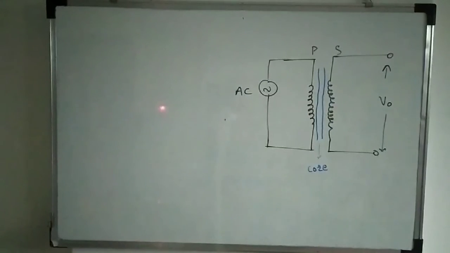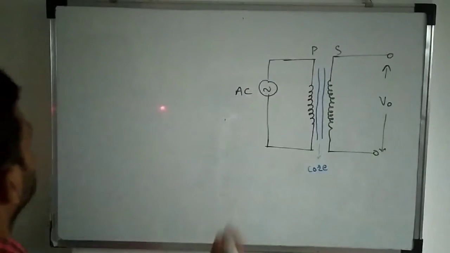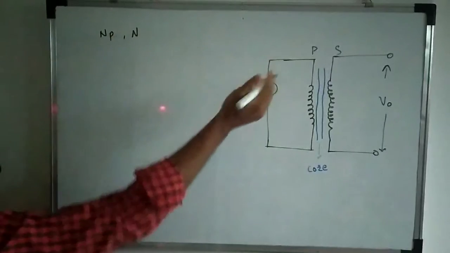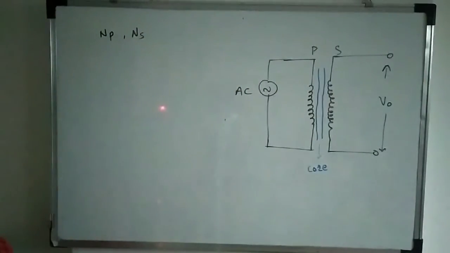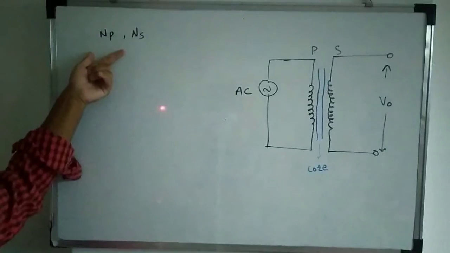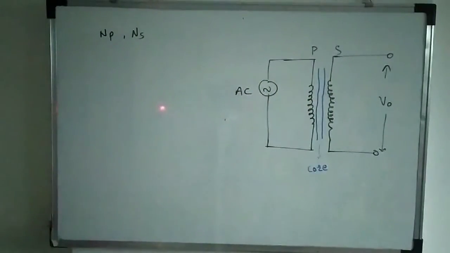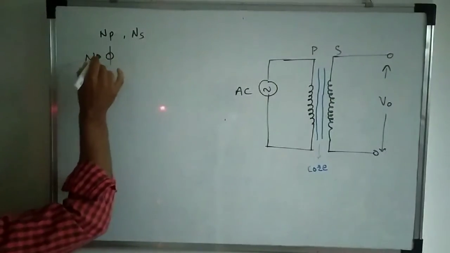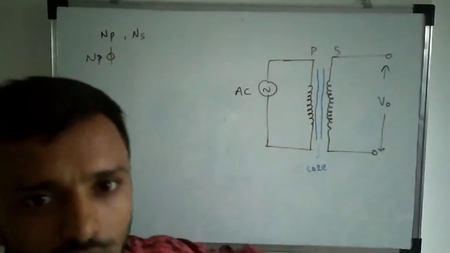Now, in the next part, what about the derivation of the transformer? The number of turns of the primary coil we call NP, while the number of turns of the secondary coil is NS. Number of turns means the coil has a number of turns. The primary coil has NP turns, and the secondary coil has NS turns. What about the magnetic flux? Let phi be the magnetic flux associated with each turn of the primary coil, so NP phi is the flux linked with the primary coil.